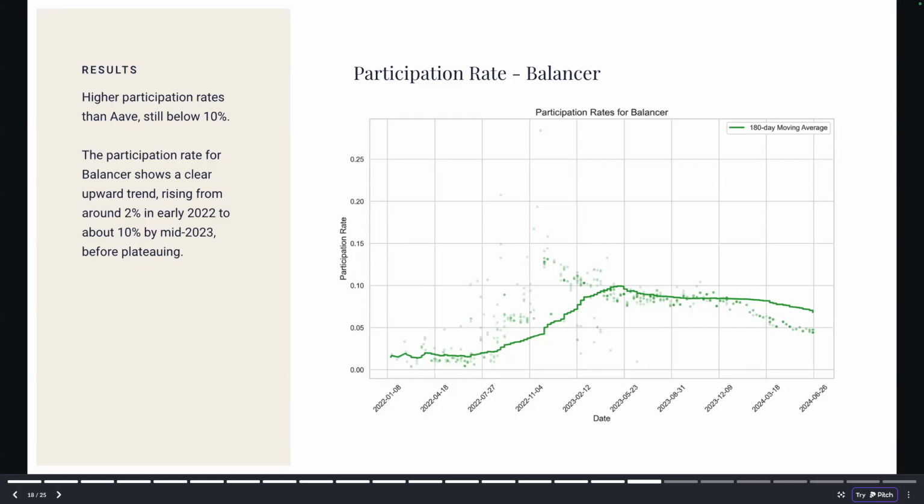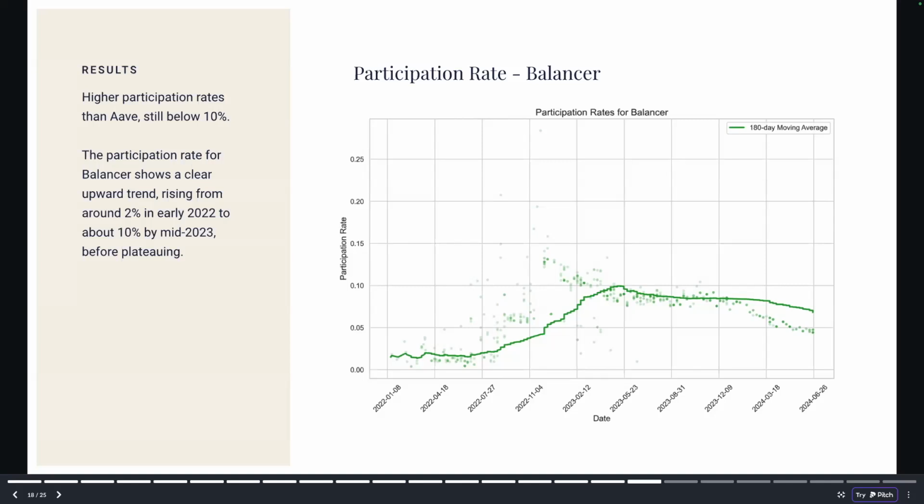I didn't quite understand how it's calculated. So basically, for each proposal there's a participation rate, and this is represented by those dots. You can see a dot here at 10% on the x-axis, meaning that this proposal had a participation rate of 10% of all tokens that are out. And the moving average is calculated on a 180-day basis.